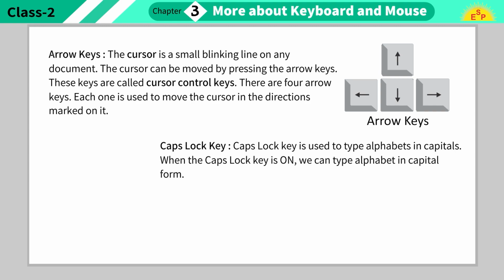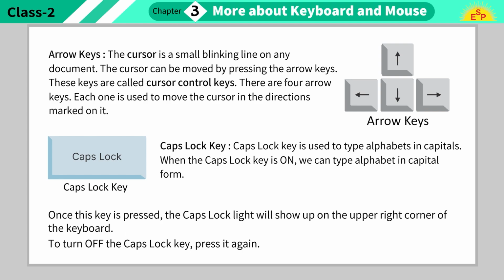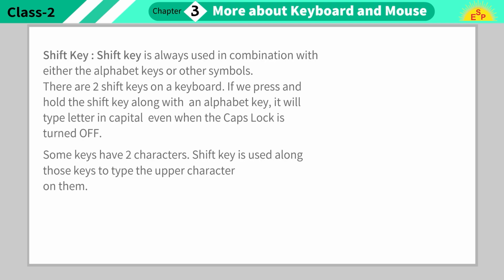Caps lock key. Caps lock key is used to type alphabets in capitals. When the caps lock key is on, we can type alphabet in capital form. Once this key is pressed, the caps lock light will show up on the upper right corner of the keyboard. To turn off the caps lock key, press it again.